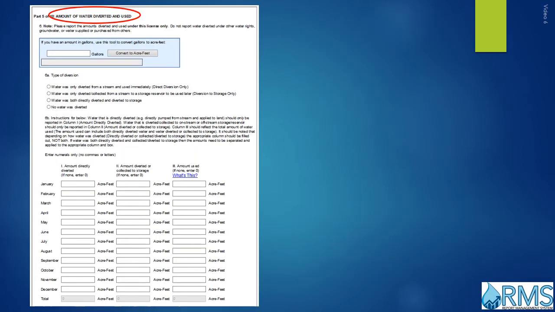Looking at the section at the bottom of the page, we can see that this is amount data. It is critical that the data is entered in the correct units of acre-feet.